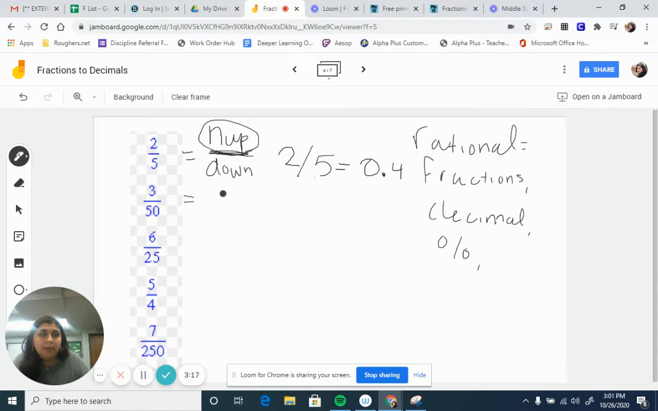Let's try 3/50. So here, nup and down, 3 divided by 50. So put 3 division sign 50 in your calculator. You're going to get 0.06.